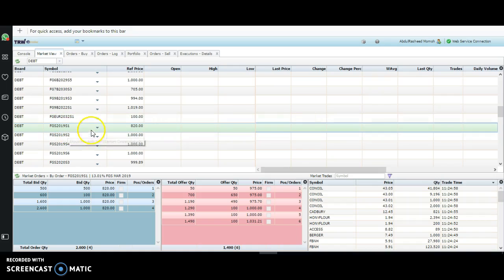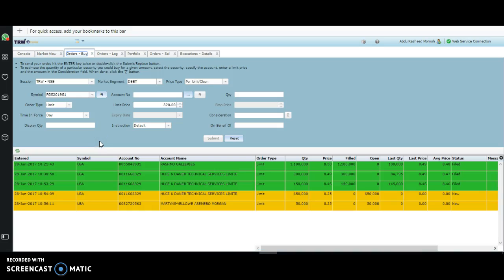You look at the code, you come here, the arrow, you can buy, we're selling. Today we want to do a buy. We're not selling anything today, so we want to do a buy. Okay, here you can see Nigerian Stock Exchange, debt market, clean price.